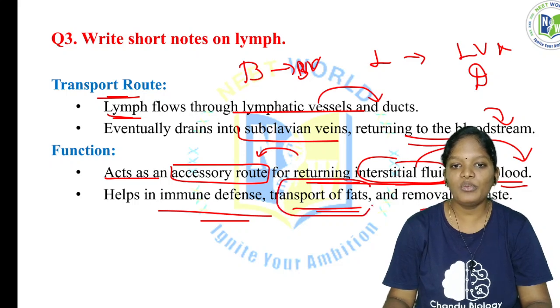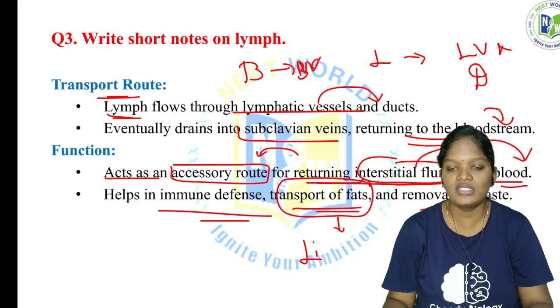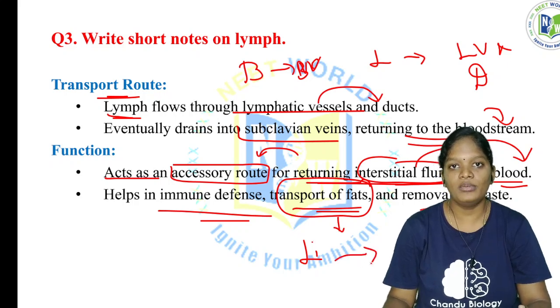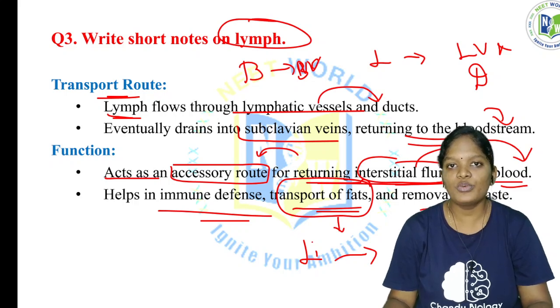If the lipid or fat molecules are digested, they have to be absorbed and transported to all the parts of our body. That transport of fats is done in the lymph. Why does this transport of fats not happen in the blood capillaries? Because blood is a carrier of most of the nutrients.